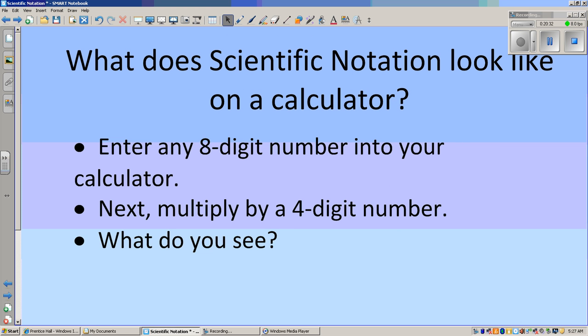Okay, let's skip this very last slide. I just don't want you guys to have to get up and grab a calculator, but I promise we will look at how scientific notation looks like in a calculator later. Do not get up and grab a calculator.